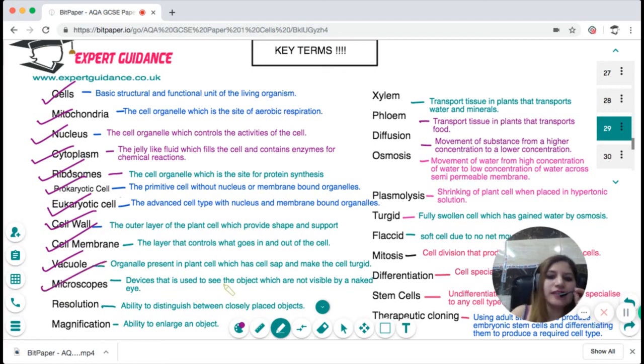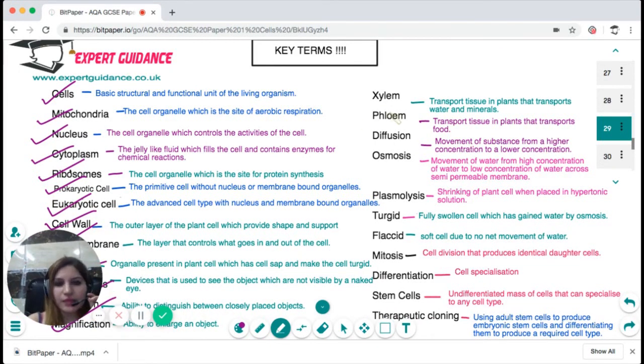Microscope is a device that is used to see objects which are not visible to the naked eye. Resolution is the ability to distinguish between two closely placed objects. Magnification is the ability to enlarge an object. Xylem is a transporting tissue that transports water and minerals. Phloem transports food. Diffusion is the movement of substances from higher concentration to lower concentration. Osmosis is the movement of water molecules from a region of high concentration of water to low concentration across a semi-permeable membrane. Plasmolysis is the shrinking of a plant cell when placed in a hypertonic solution.